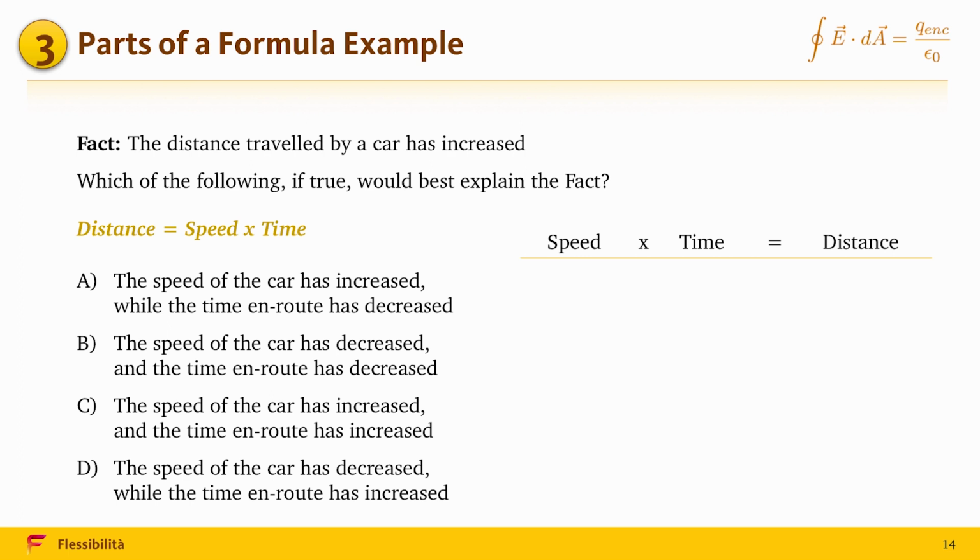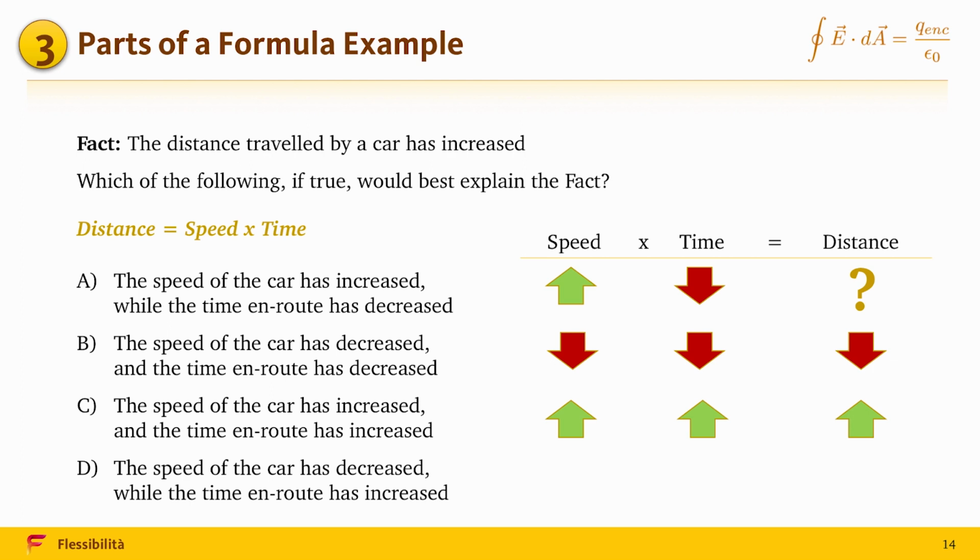Look at A. Speed is growing, time is decreasing. The resulting impact is not clear because the magnitudes of the change are unknown. B. Speed is decreasing as well as time. The result is a decrease in the distance traveled. C. Speed is growing as well as time. The result is an increase in the distance traveled. D. Speed is decreasing, time is increasing. The resulting impact again is not clear. So obviously the answer option here is C.